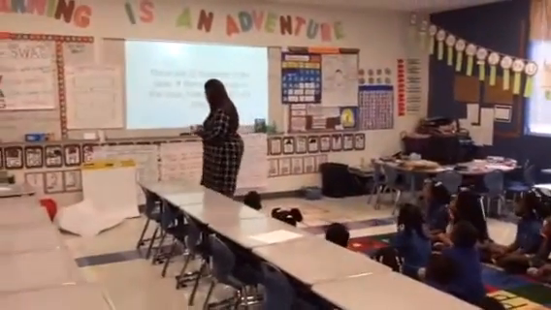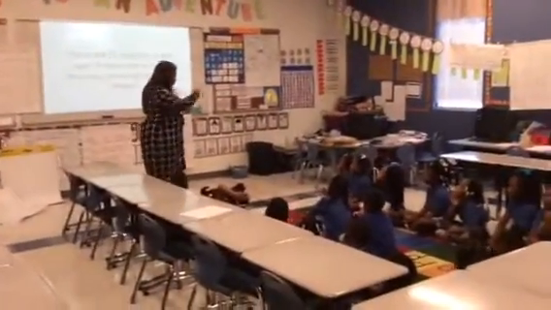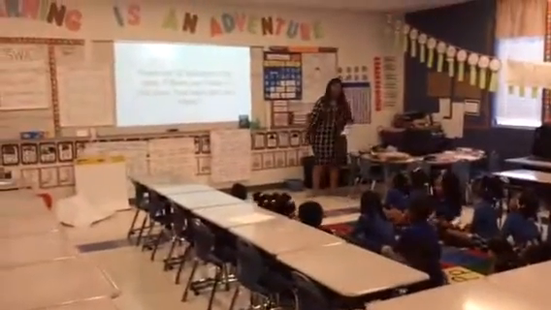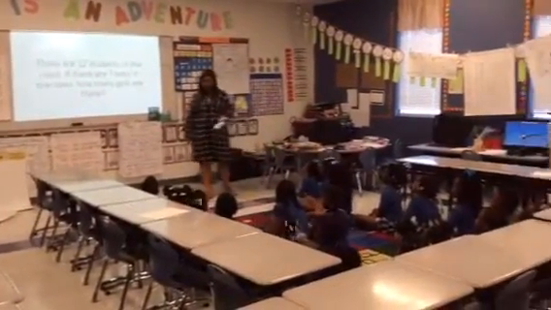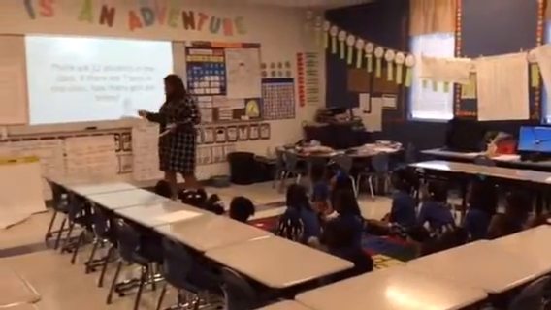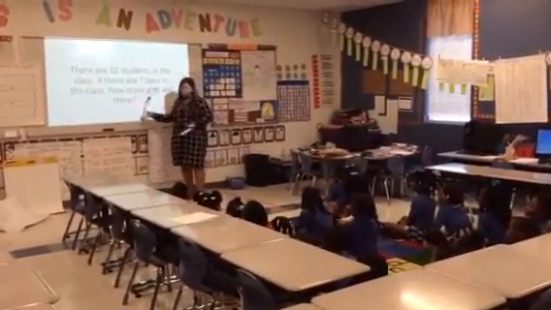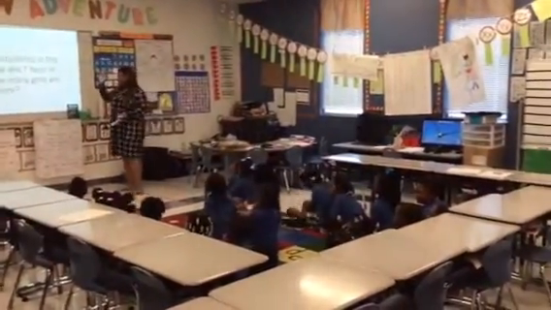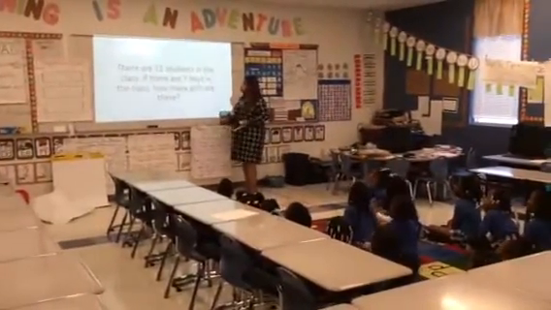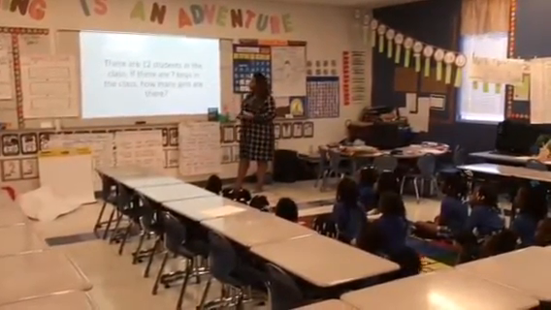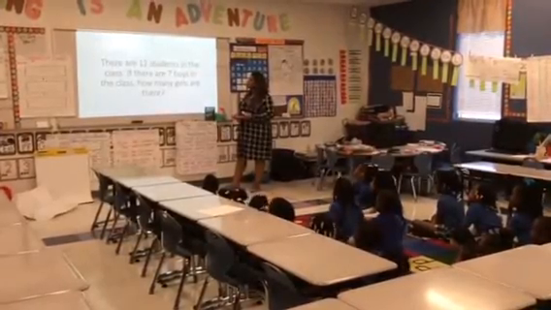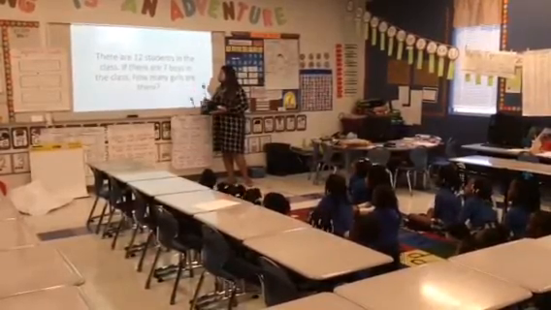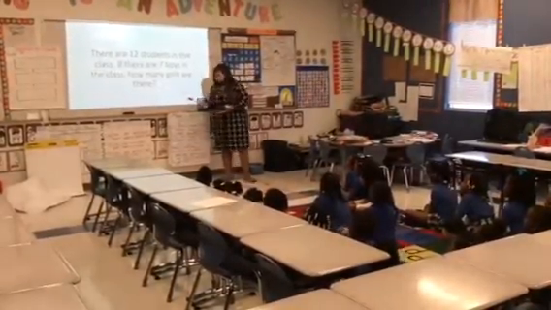All right, so let's look at the first word problem that Ms. Snowden has up here. All eyes are up here. Everyone is paying attention to what's before us. All right, so you all feel like reading today? Yeah! All right. So we're going to go right into this first word problem that Ms. Snowden has here on the board. All right, let's get ready to read, friends. Let's read. There are 12 students in the class. If there are 7 boys in the class, how many girls are there?